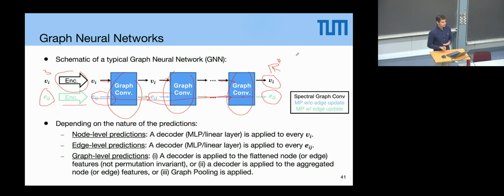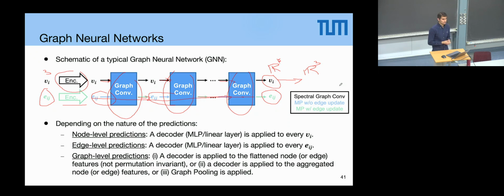And to obtain the output that we really want, like the velocity and pressure at the next time step, we need to take into account which kind of prediction we are doing. We can have node level predictions, edge level predictions, or graph level predictions. In the case of time stepping, what we want is a node level prediction. At each node we want the velocity and the pressure at the next time step. So here we will have a linear layer or MLP applied independently to each of the nodes to reduce the dimensionality, going to a vector with 3 components.